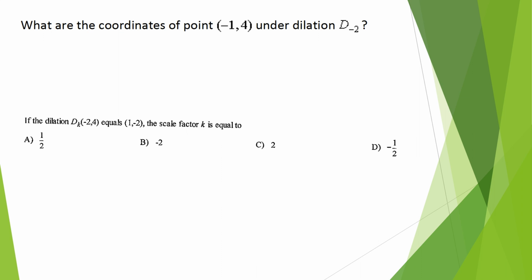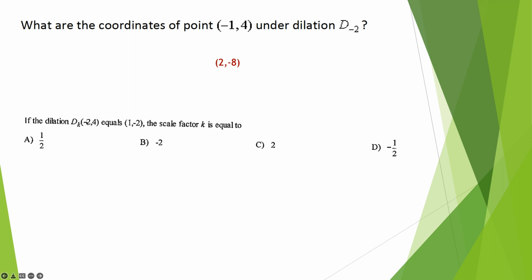Okay, so you're going to multiply. Negative 1 times negative 2 is 2, and 4 times negative 2 is negative 8. All a negative does is make it flip to the other side of the coordinate plane, okay?